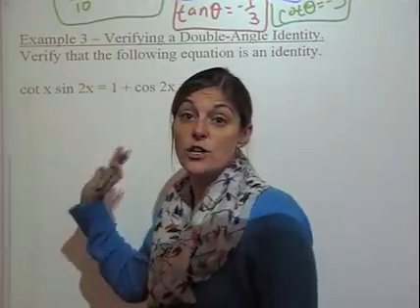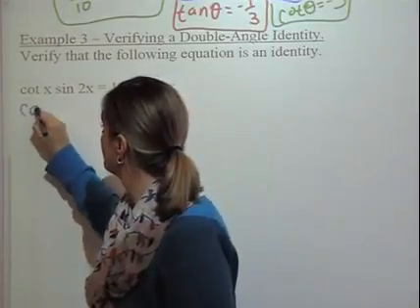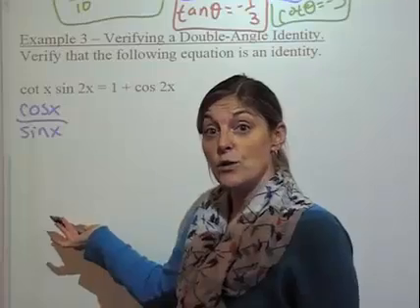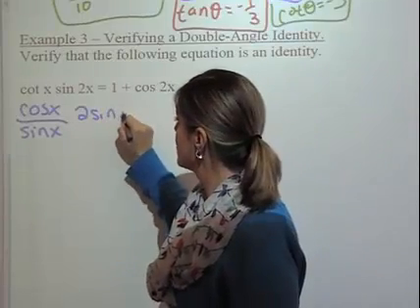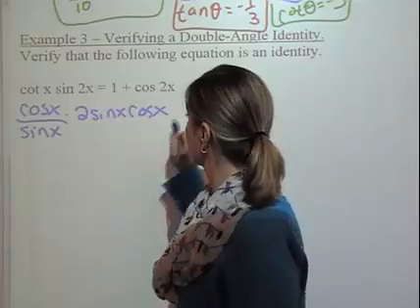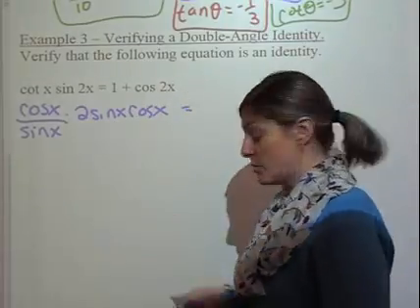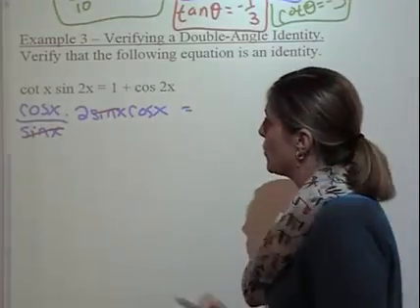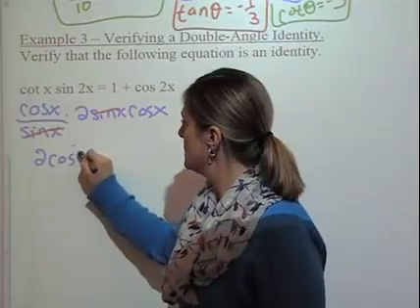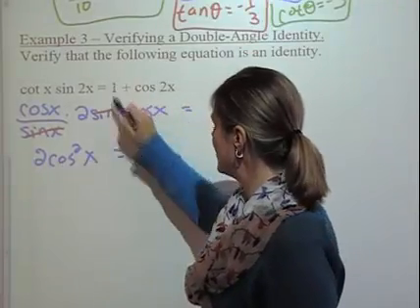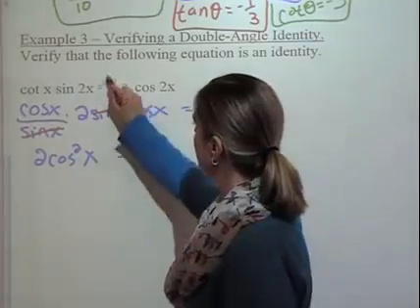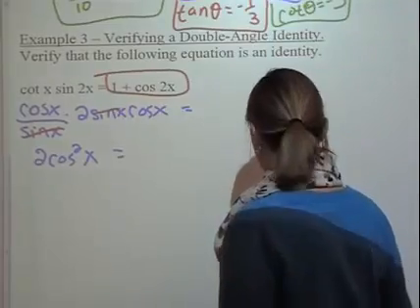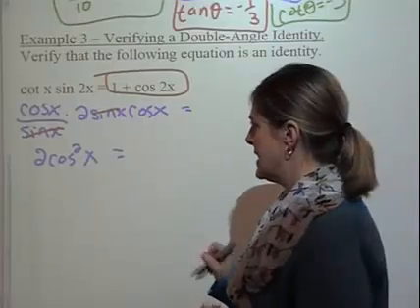First I'm going to change the cotangent into sine and cosine. So we have cosine of x over sine of x, and then we're going to replace sine of 2x with 2 sine x cosine of x. Now we can simplify a little bit, and our sines are going to cancel, and we're left with 2 cosine squared x, and we're trying to get it to look like this guy right here. We're almost there. It looks very similar to our cosine of 2x identity.